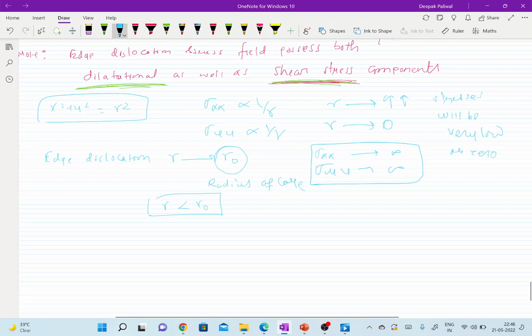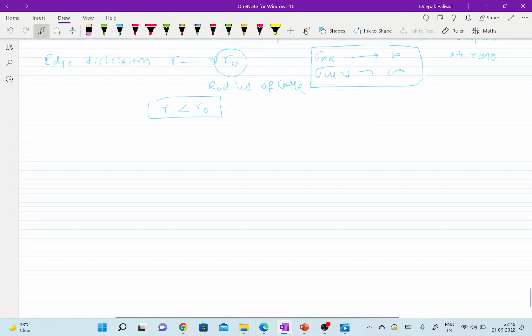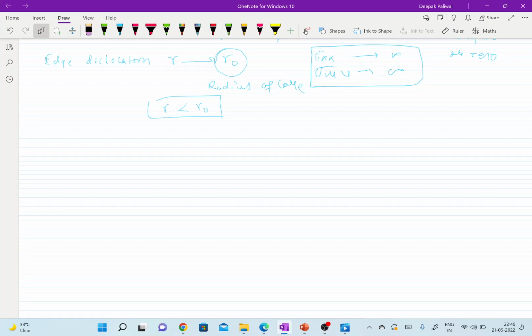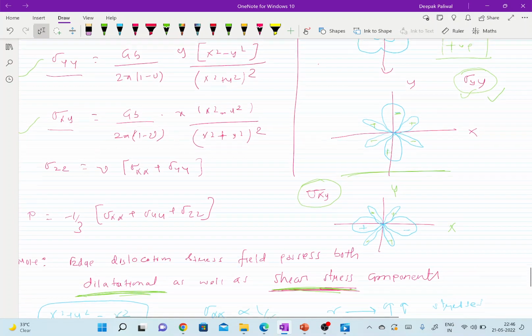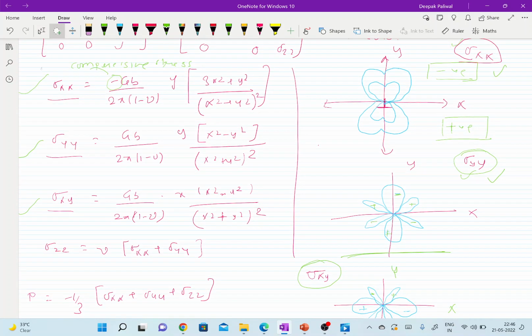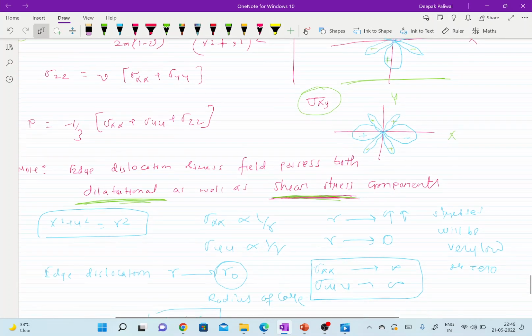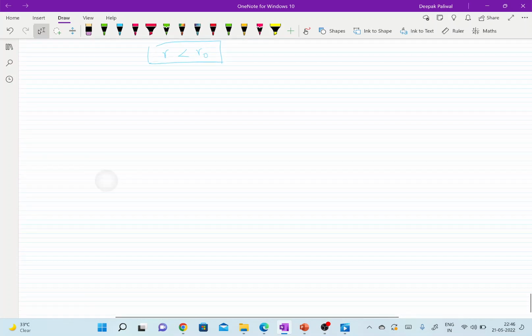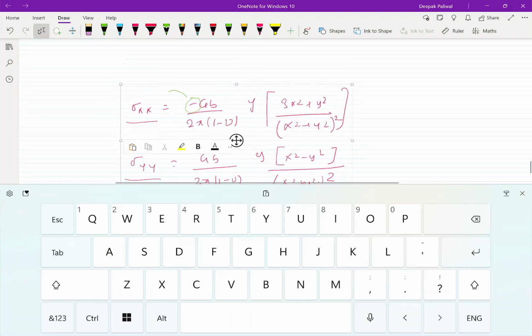Okay, now what I said, where is the compressive stress field, where is the tensile stress field. We will try to understand that one. For that purpose, I am just taking these two equations from here. Let me copy these equations from here to here in order to explain.